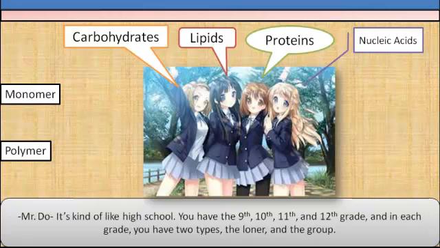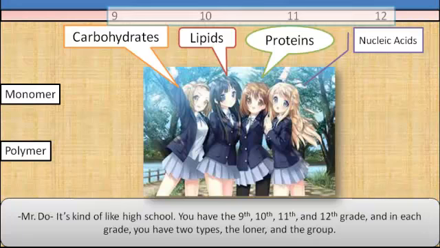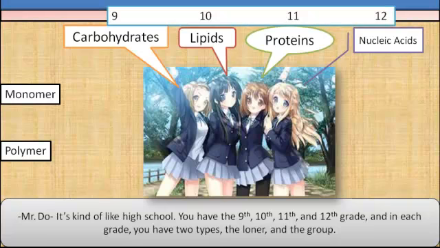It's kind of like high school. You have the 9th, 10th, 11th, and 12th grade. And in each grade, you have two types, the loner and the group. Monomers are like the loners, and polymers are like the group.